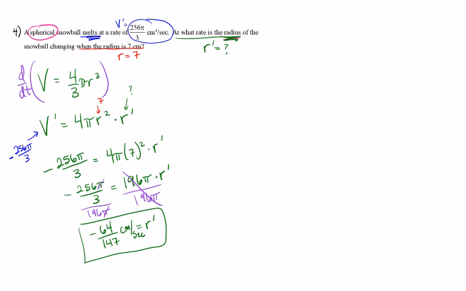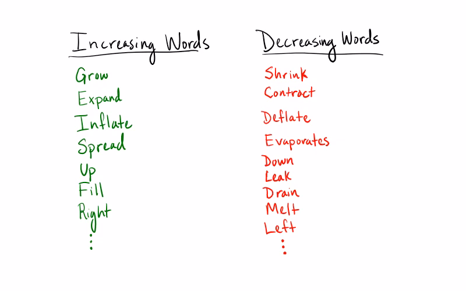I wanted to show you this. I promised you that I'd show you the increasing words, decreasing words page. Here you have some of the words with their counterparts like grow, shrink, expand, contract, inflate, deflate, spread, evaporates, up, down. Some of these words don't exactly correspond, and there might be synonyms that work, but these are all words that mean increasing and decreasing respectively. You can write that down or copy it or add to it and use it to help you on an assignment or a test or a quiz.